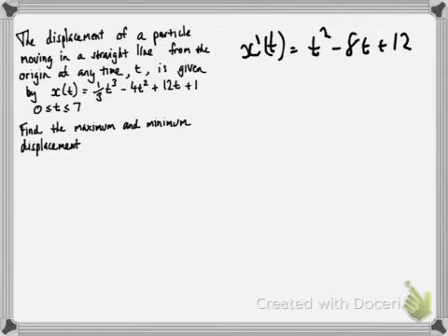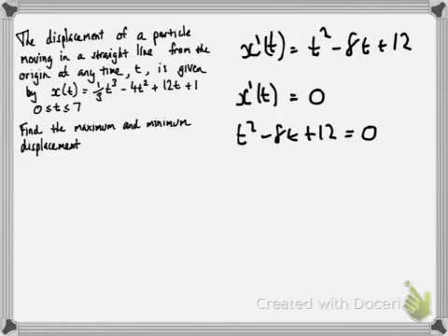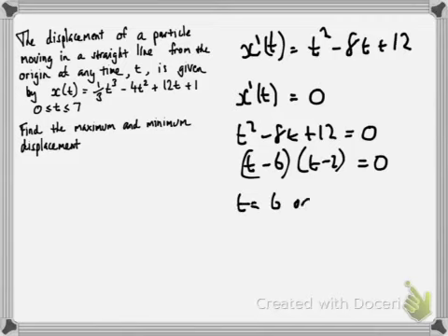Now we make it equal to 0, so x dash t equals 0, so t squared minus 8t plus 12 equals 0, t minus 6, t minus 2 equals 0, so t equals 6 or 2. Check at this stage whether both those answers are in the domain. Of course they are, because the domain is t is between 0 and 7 included. Alright, so now we have to look at doing our gradient table.